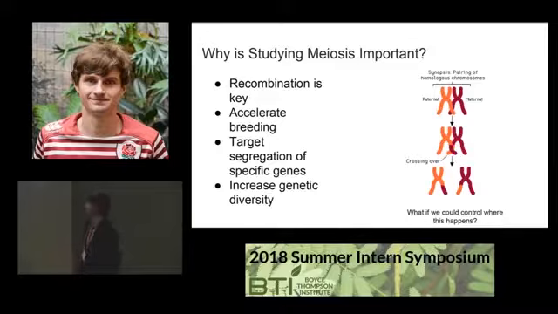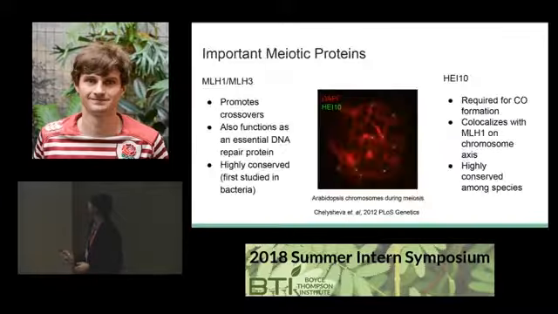So how do we study meiosis? Well, the best way is by looking at proteins. These are the two proteins that I ended up looking at, MLH3 and HEI10. They both are involved in promoting crossovers, and they co-localize on the DNA where crossovers occur. And they're highly conserved between species. HEI10 was actually first studied in humans, and MLH3 was first studied in bacteria. So we sort of know what they do from that.